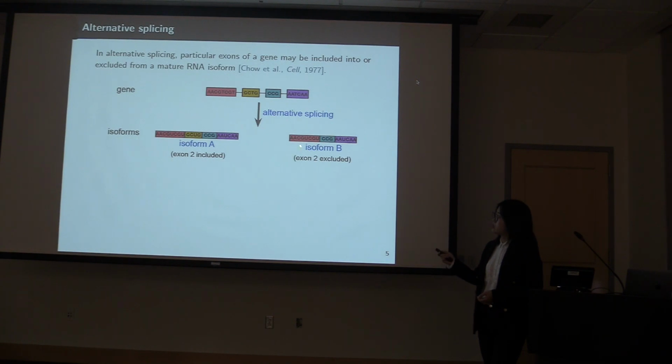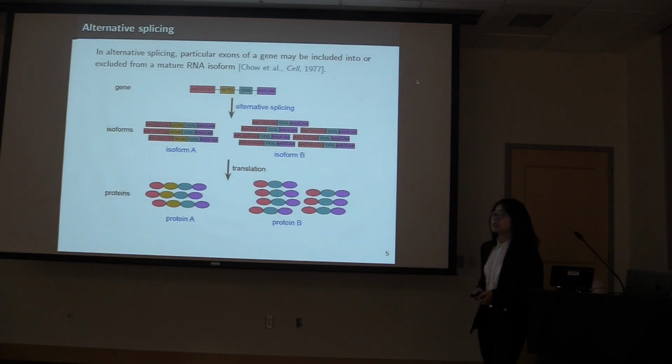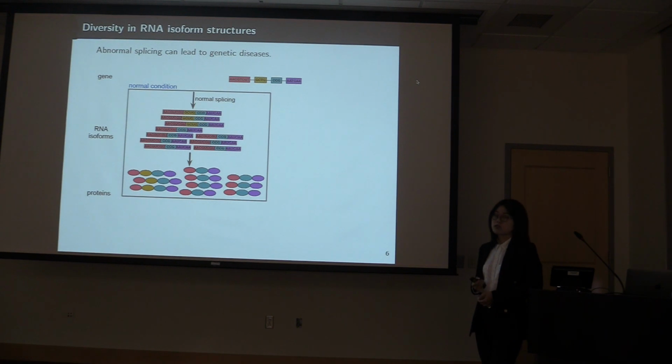and we call them isoforms. Different isoforms of the same gene may exist in different quantities, and in the translation process, it may produce proteins of different functions. The mechanism of alternative splicing contributes to the genomic diversity of different tissue and cell types. And this is a very important process in eukaryotes. While on the other hand, abnormal splicing may lead to genetic diseases.